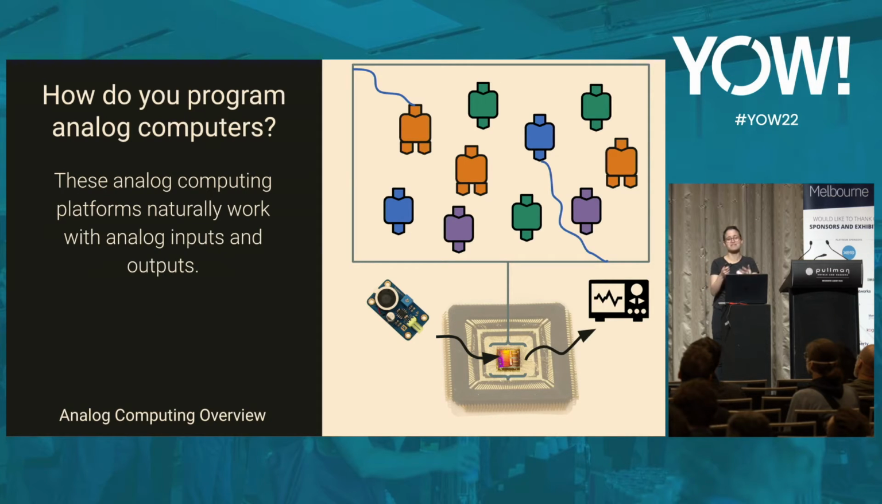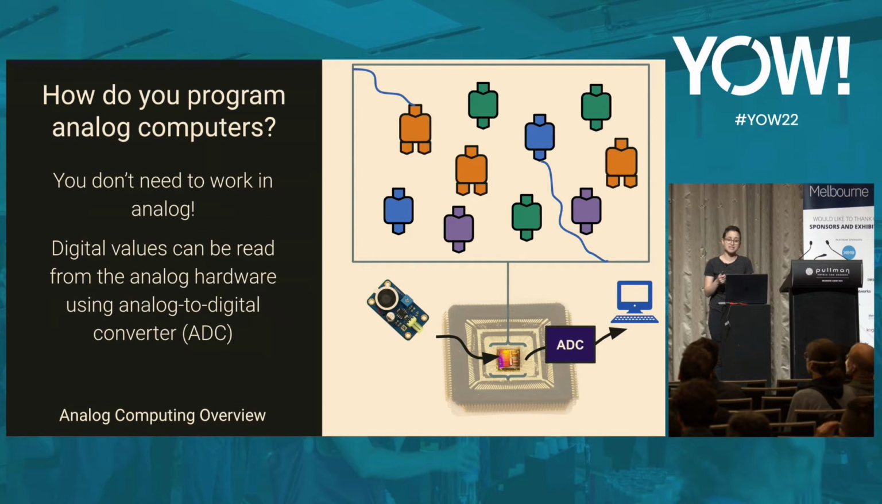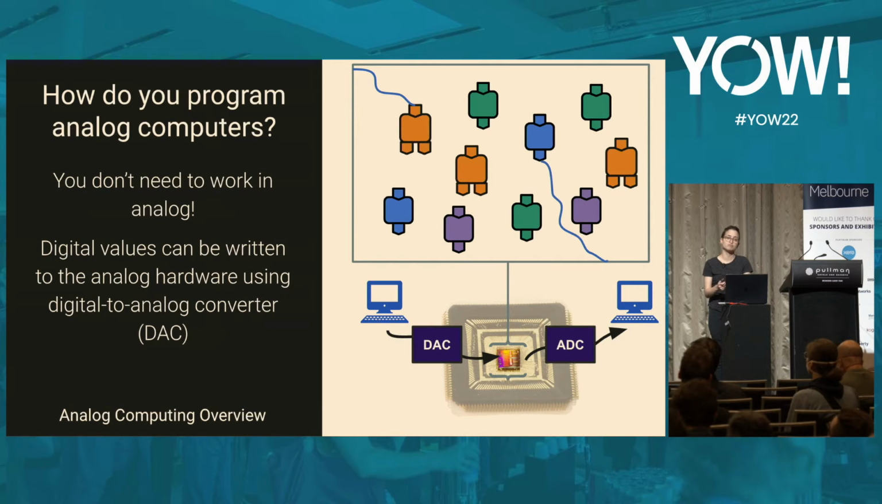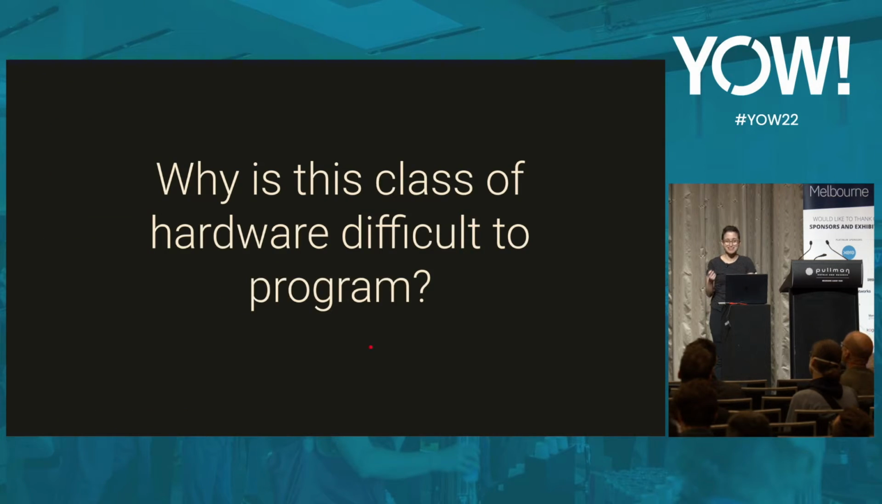Of course, these analog computing platforms naturally work with analog inputs and outputs, but you don't have to provide inputs and outputs in analog. You can, for example, measure digital outputs, provided you first convert the analog signal to a sequence of digital samples. The way you do this is with an analog to digital converter. Similarly, if you want to provide a digital, time evolving input into the system, you would provide your samples through a digital to analog converter, which will turn that into an analog signal. Okay, so that's how you program the hardware.